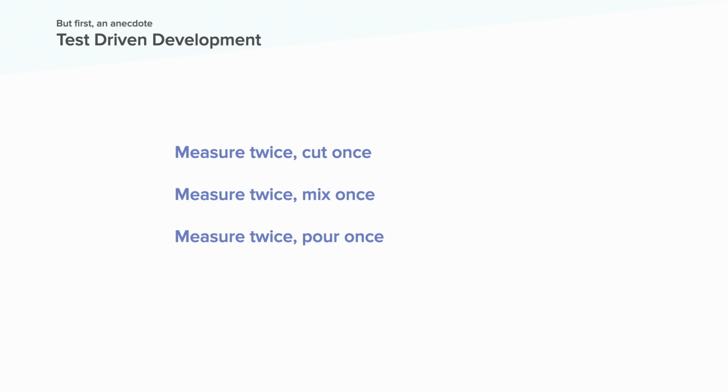So I know this is not like a new concept. Probably you're all more familiar with measure twice, cut once, which obviously if like a 2 by 4, you have to cut it to a certain size.